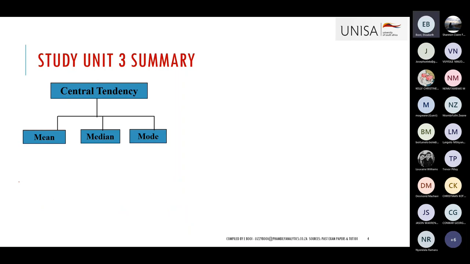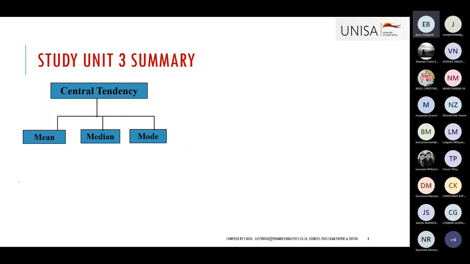What is the mode? I think the mode is the number that appears most. The number that appears most. It means the number that occurs in the whole data set more than the rest of the other numbers.